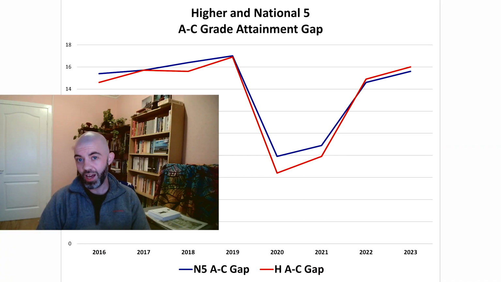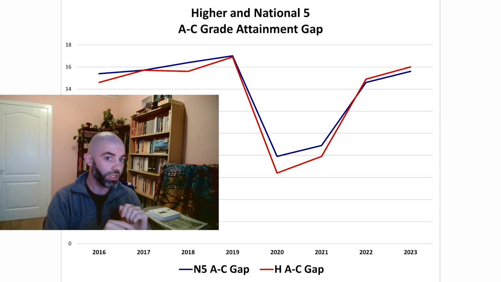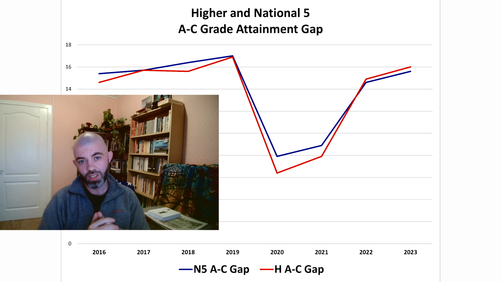If we move on from that and look at qualifications, that is Highers and National 5s, what you can now see on the screen is the attainment gap in pass rates for National 5 and for Higher. So between those who did and didn't get between an A and a C when they sat the exams. And you can see those gaps were going up from 2016 leading up to 2019, and then the removal of exams in 2020 during the pandemic cut the attainment gap in half.